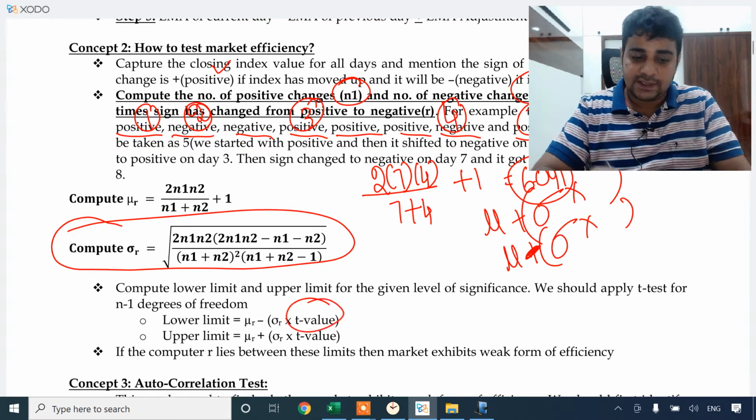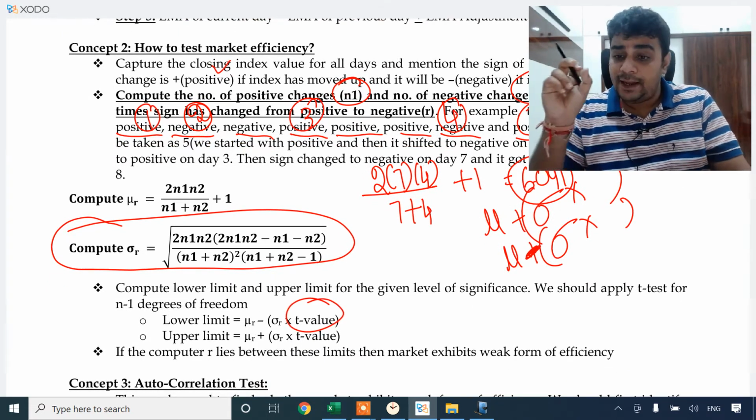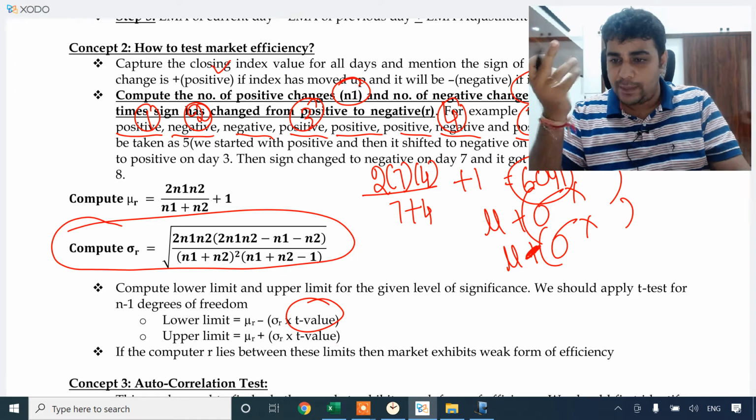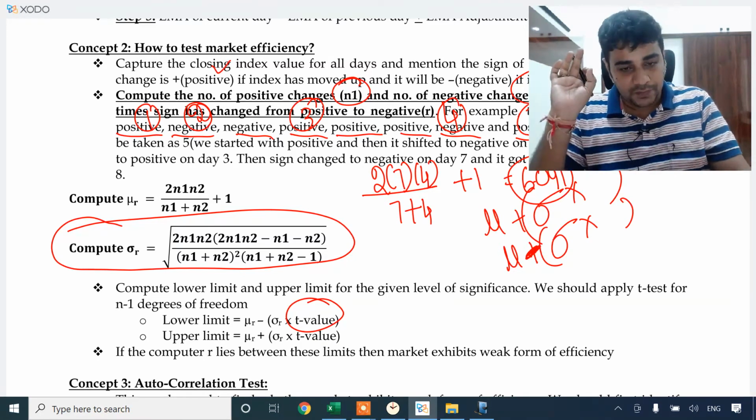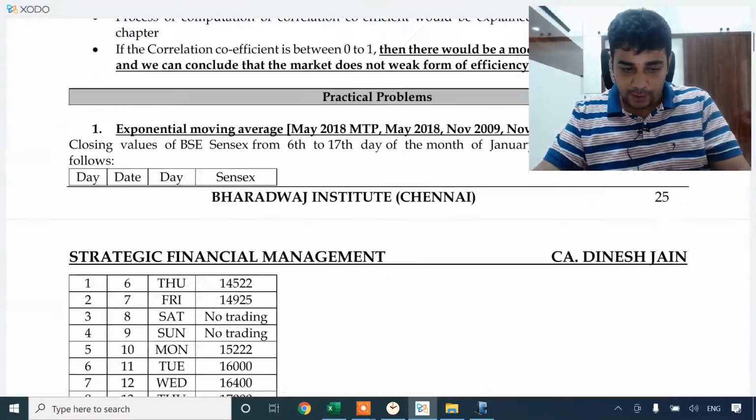That's something called the t value. If your final value is between this limit, mark it as efficient. It's weak form of efficiency, because normally markets are weak form efficient. So if it's within this limit, mark it as weak form efficient. If it's outside the limit, then there's a problem. Let's look at this in a question.